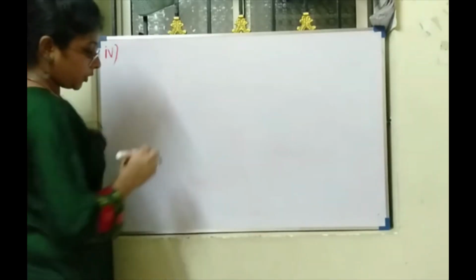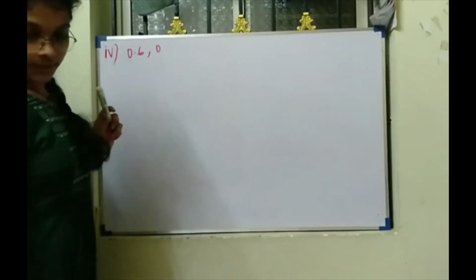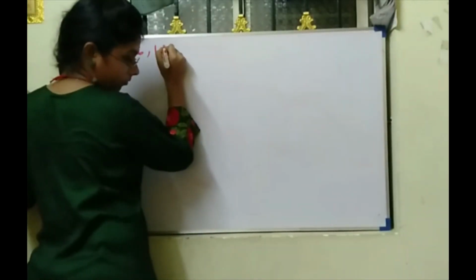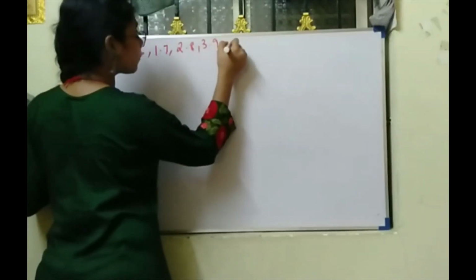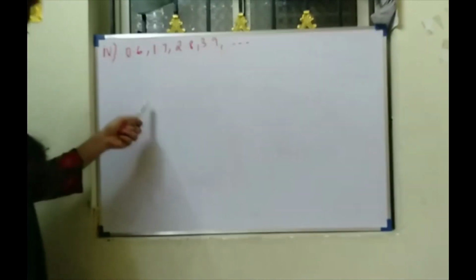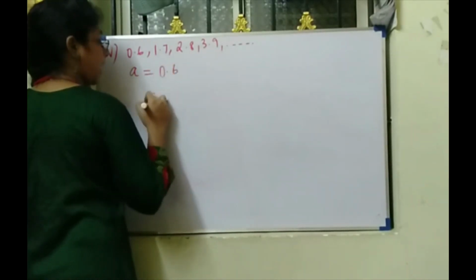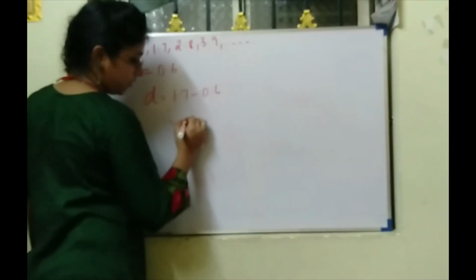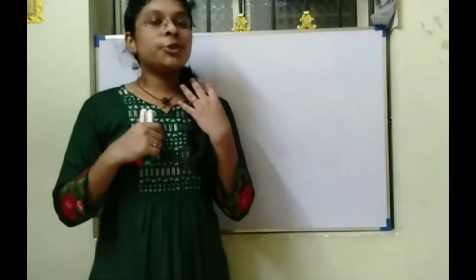The fourth part of the question is, so this is the fourth question, where A is equal to 0.6 and D is equal to 1.7 minus 0.6, and D will be 1.1. Okay, now let's move on to the fourth question.